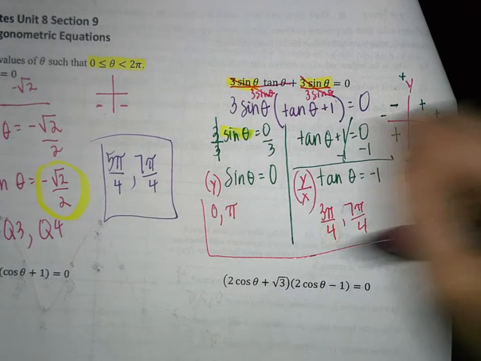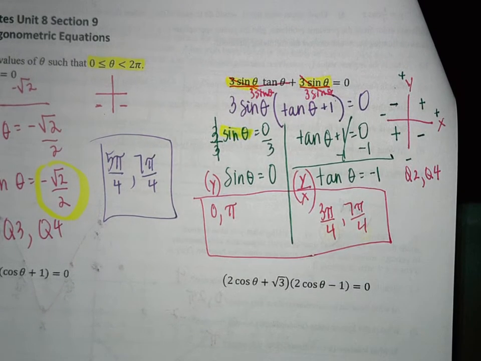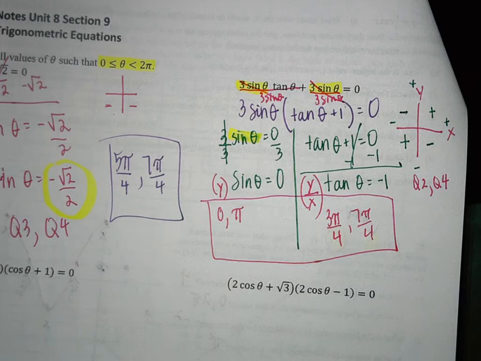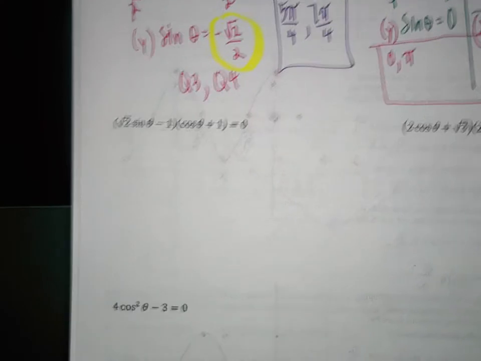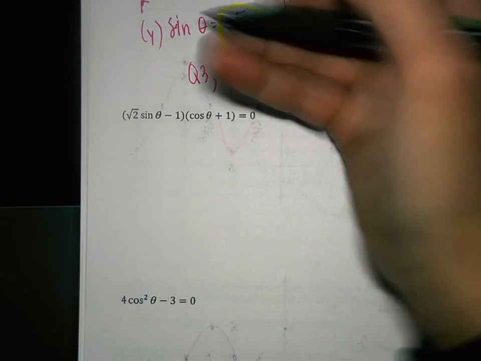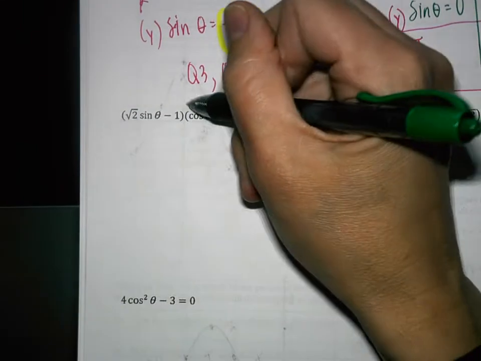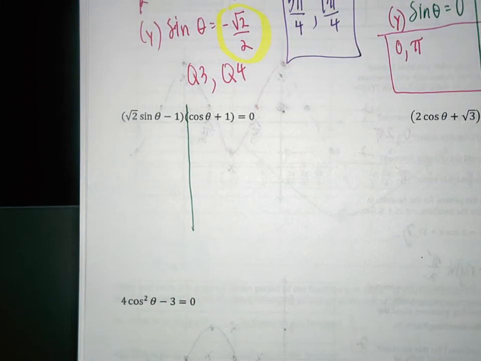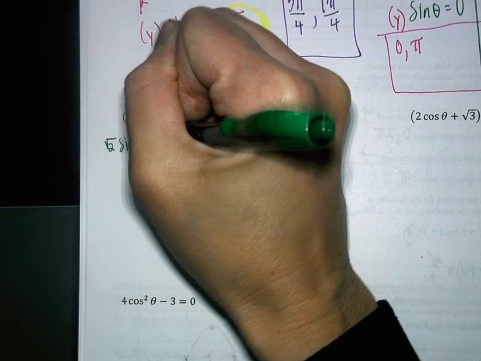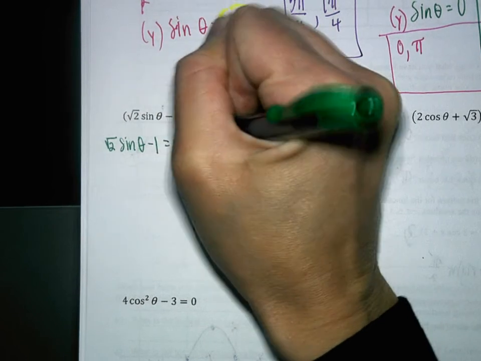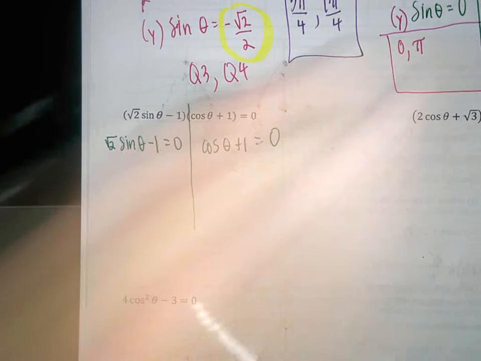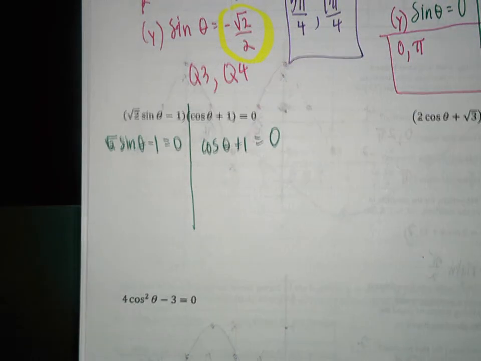So these 4 answers are the answers to this equation. Okay, so we'll go ahead and do, I think, 2 more, or I don't know, we might do all 3. These are already factored for you, so we're just going to split them up and set each of our factors equal to 0. We have root 2 sine of theta minus 1 equals 0, and cosine theta plus 1 equals 0. And then we're going to go ahead and solve.